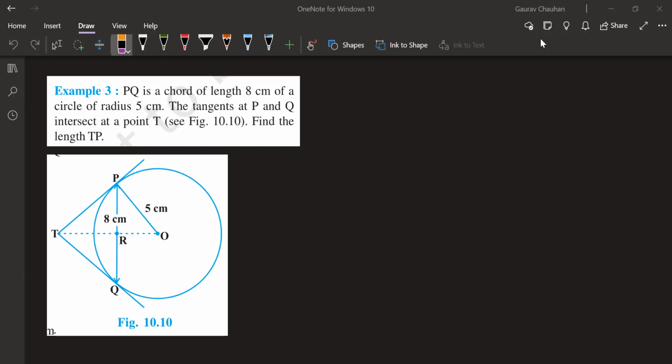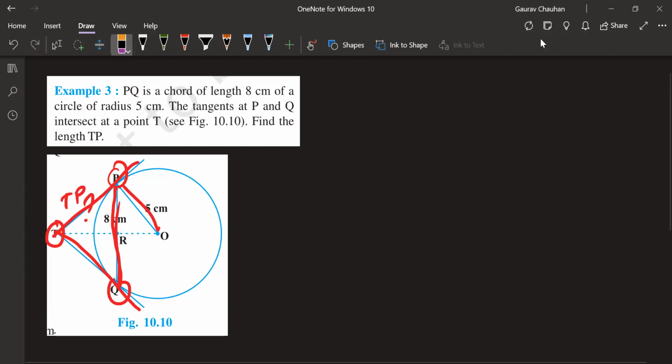Basically in this question, they have given you the length of a chord and also the length of the radius. Now at the endpoints of this chord, there is going to be a tangent each, right? So this tangent and this tangent, they're asking us the length of this tangent. They're going to intersect at the common point T here. They're asking the length of this tangent TP.